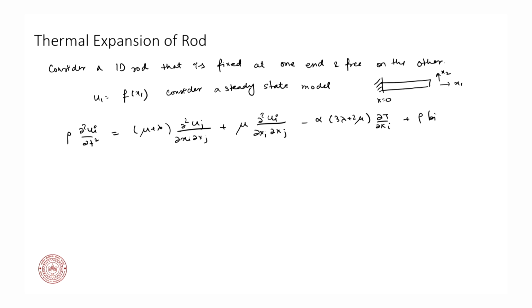Okay. Now, i equals 1. We are only concerned about the movement along x1. We see that u1 is only a function of x1. It is steady state. So, the first term becomes 0.